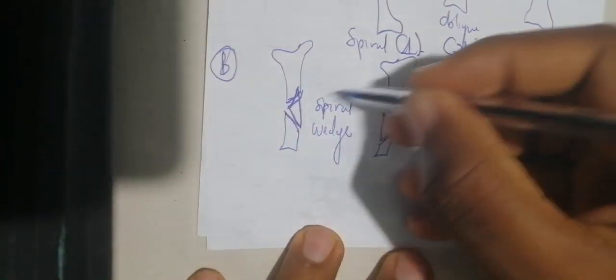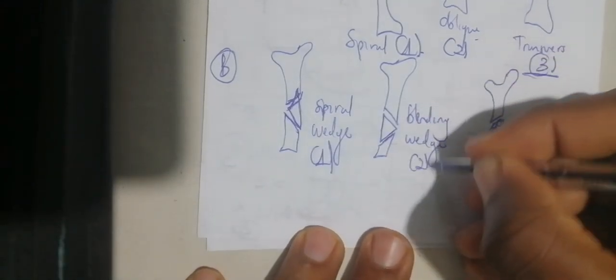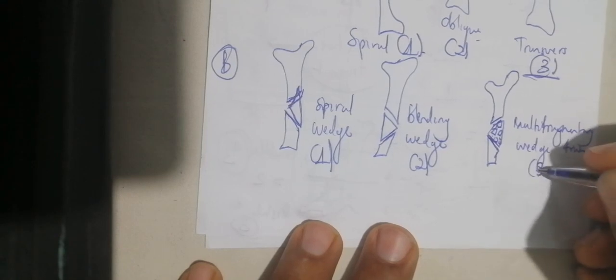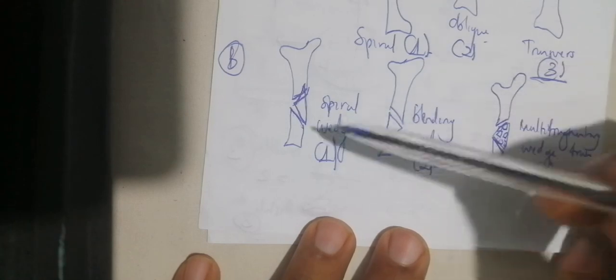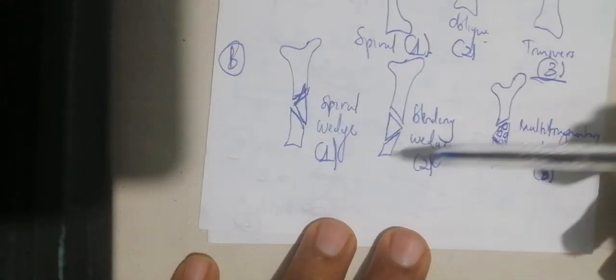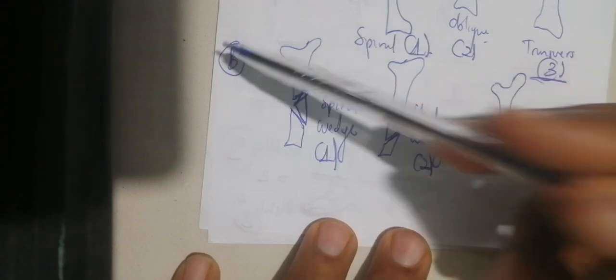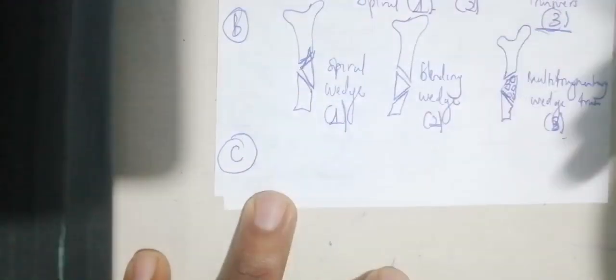Now you need to know that a spiral wedge fracture corresponds to 1, a bending wedge fracture corresponds to 2, and then a multi-fragmentary wedge fracture corresponds to 3. Are you understanding? So if you have a patient that has a spiral wedge fracture, it's going to be B1. You have a patient that has a bending wedge fracture, it corresponds to B2. And if you have a patient that has multi-fragmentary wedge fracture, it corresponds to B3. I hope you're understanding. Now the next one is C.